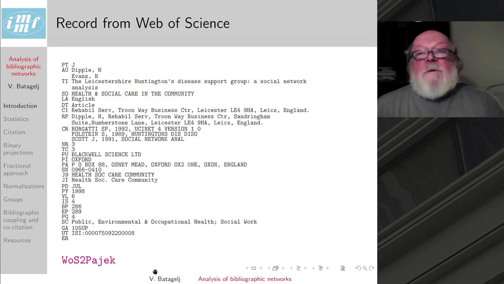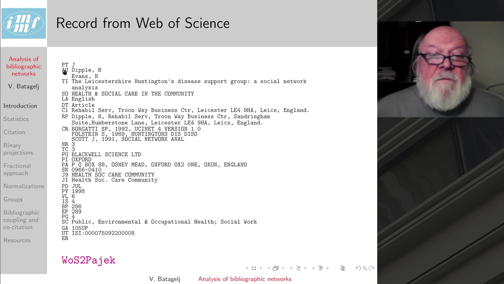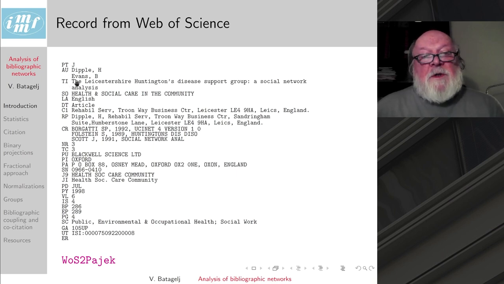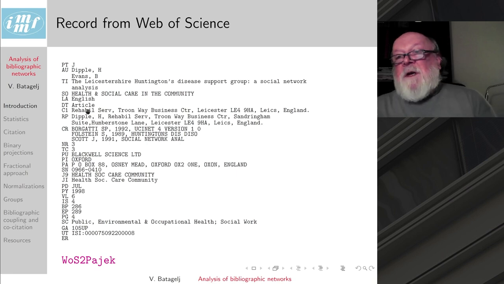So here I have an example of data that we can get from Web of Science. So this is a typical description of work from Web of Science. We have the list of authors, we have a title, we have the information about the journal in which it was published, then we have information about the language, details about the authors, and then quite important is this field CR, which contains references.